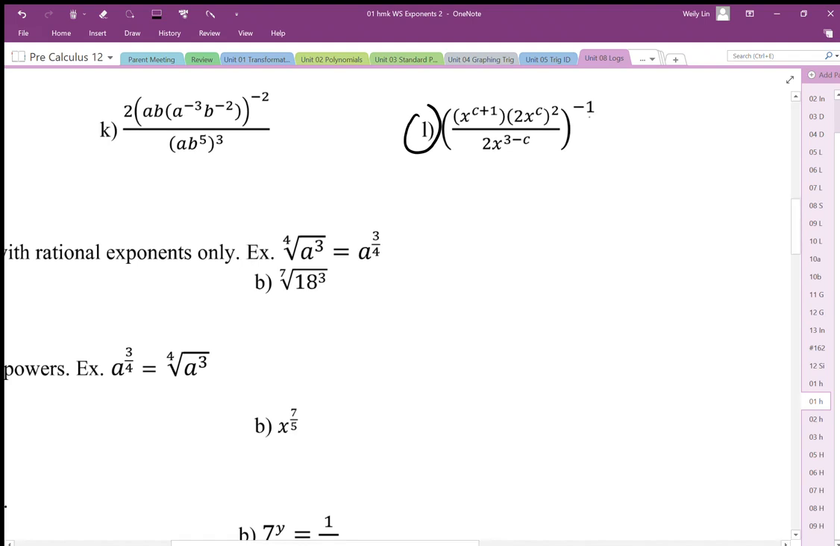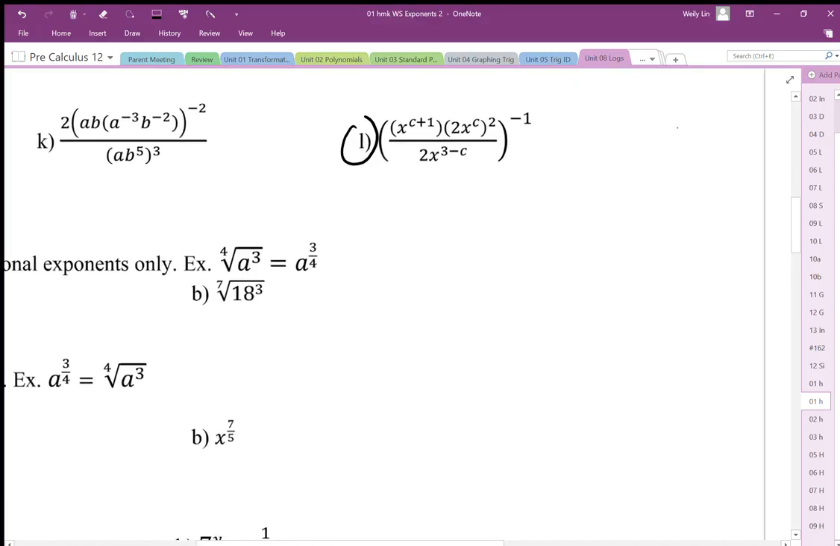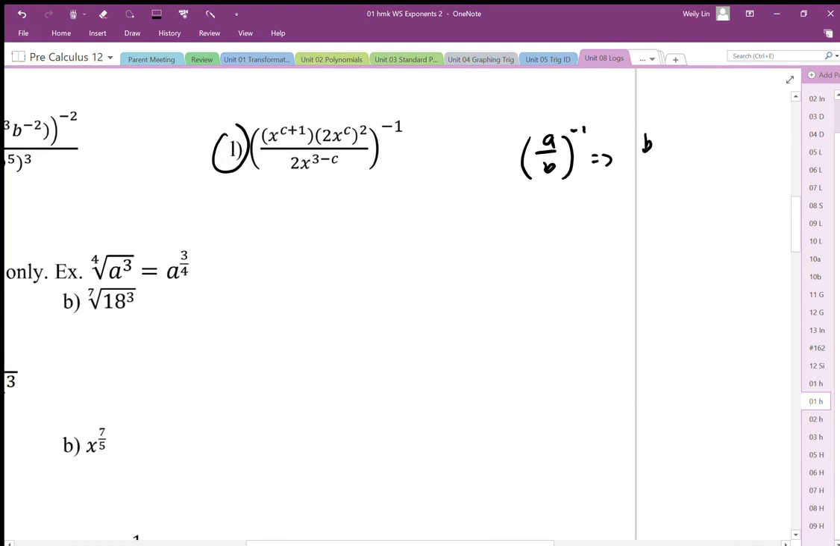For L, we're going to deal with that power -1 on the outside first. And we're going to use a property that if I have a fraction to a negative power 1, that's really just a reciprocal. So this ends up being b over a. So getting rid of that power -1, I'm just going to flip this fraction. I'm going to end up with 2x to the power 3 minus c over x to the power c plus 1, over 2x to the power c, all squared.